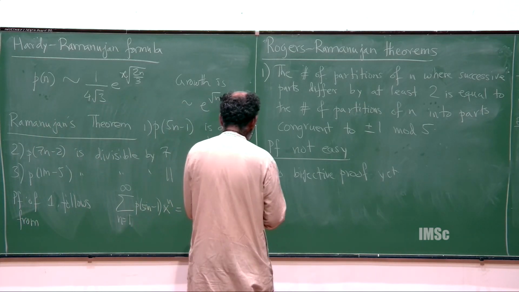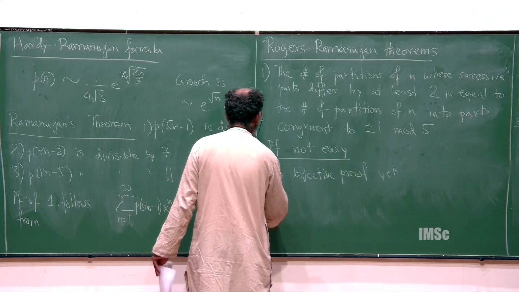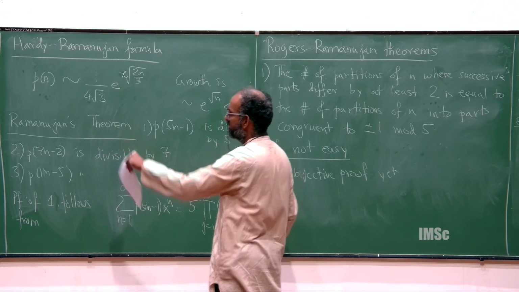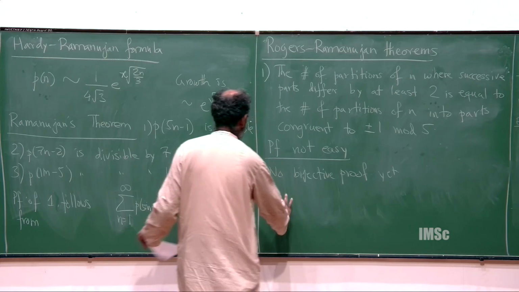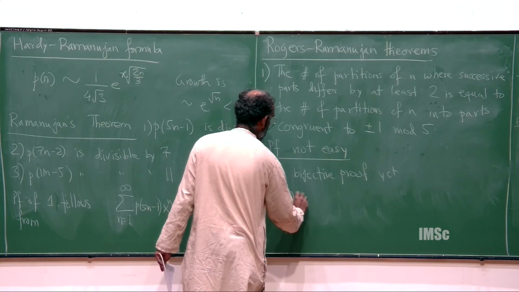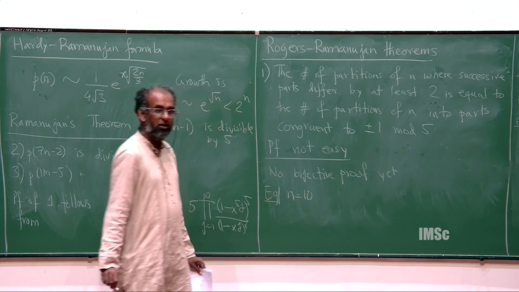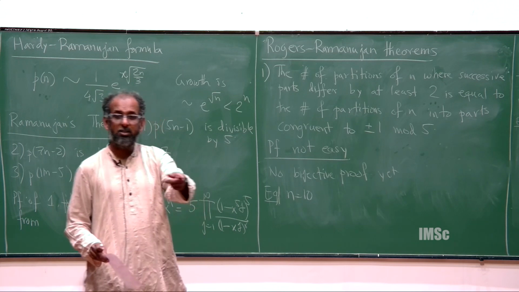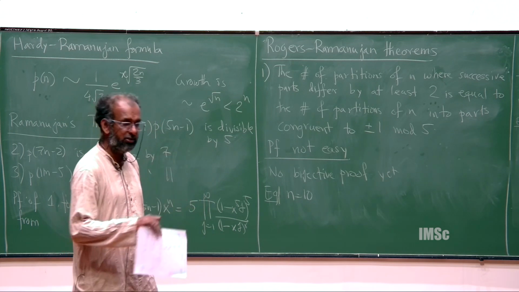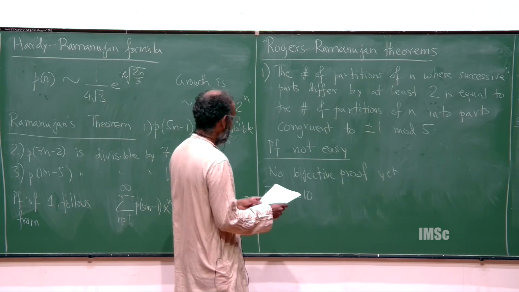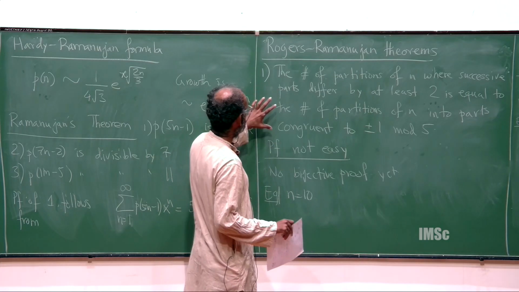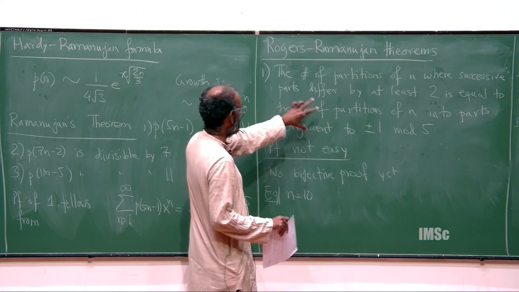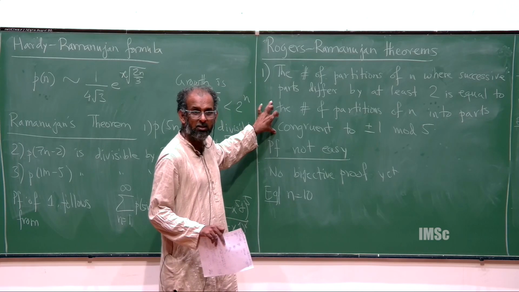Let me give you an example. For small numbers, there's not enough data to look at it. So let's look at n equals 10. Okay. How many partitions are there of 10? You can see in your sheet. 42. But I only want, so let's do the easier part first.